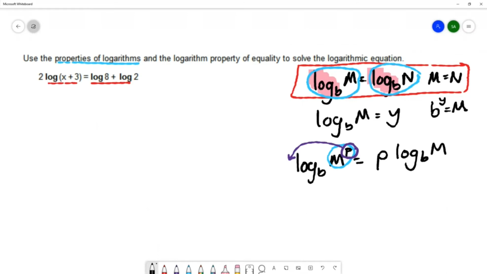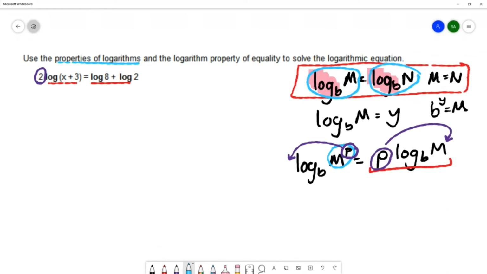Now, we're actually going to go the other way. We're starting with the right-hand side of this equation. We have a coefficient on the front of our log. I'm going to highlight it over here. So we have a coefficient of 2. And we're going to put that back into the exponent, back into the power. So that's one property we're going to use.